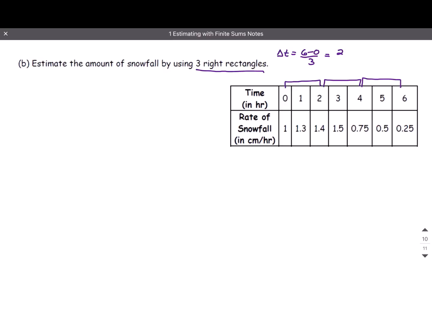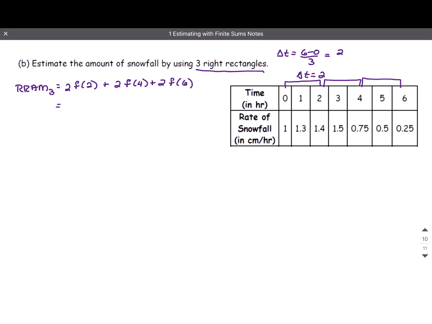So our RRAM sub 3, our delta t is 2. So the base is 2, but from 0 to 2, 2 is on the right, so we're going to use f of 2 to find the height. From 2 to 4, the change in t, or the base, is 2, but 4 is on the right, so we're going to use f of 4 to find the height of the rectangle. From 4 to 6, the change in the x's is 2, and 6 is on the right, so we're going to use that.